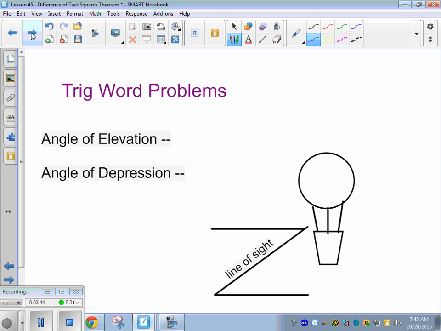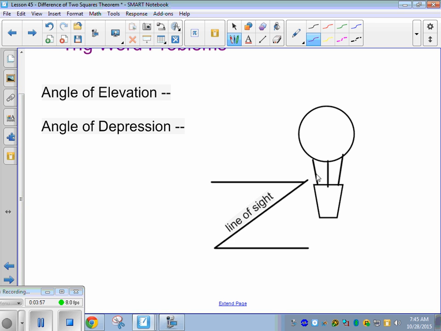All right, we're going to do some trig word problems. So we have the angle of elevation and the angle of depression and the line of sight. All right, so we're in a hot air balloon. All right, right here. These are my eyes. So if we look straight out, okay, and I'm looking down at something on the ground right here, okay, this would be an angle of depression. So from the top going down is angle of depression. Right here. Top looking down.